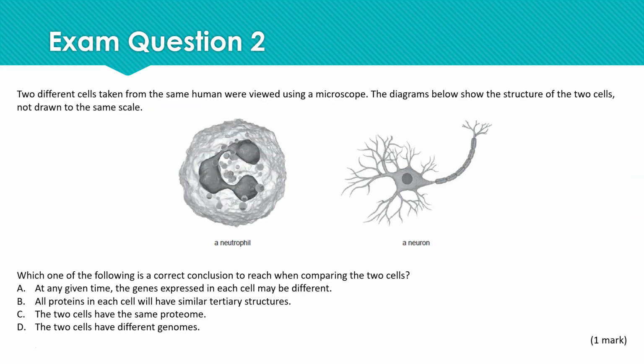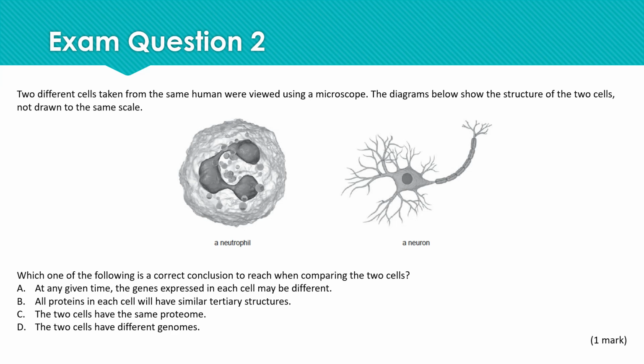So now we're going to have another go at an exam question. You can see here it says 2 different cells taken from the same human were viewed using a microscope. The diagrams below show the structure of the 2 cells, not drawn to the same scale. And you have a neutrophil, which is an immune type cell, and a neuron, which is a cell part of a nerve. Which one of the following is a correct conclusion to reach when comparing the 2 cells?